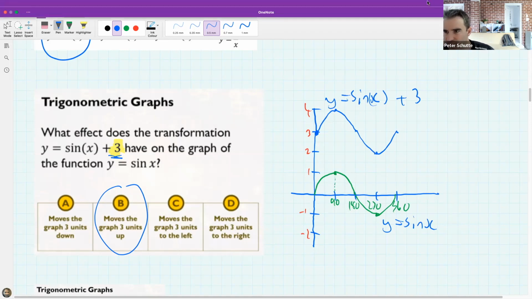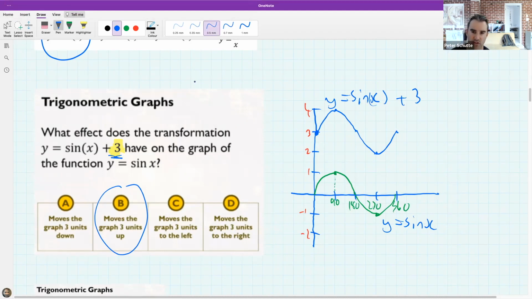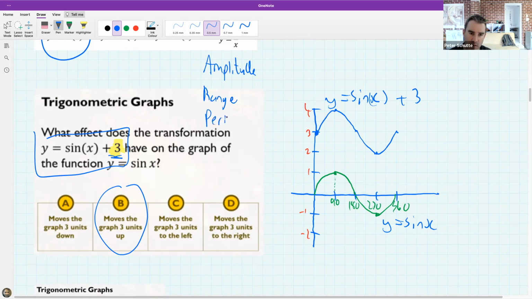Thumbs up if you understand that. Thumbs down if I've lost you on the journey. Okay, now some extra questions. I want to know for the second graph, what is the amplitude, what is the range, and what is the period of this second graph? So I'll even highlight it so you know which one I'm talking about. We'll call that A, B, and C.